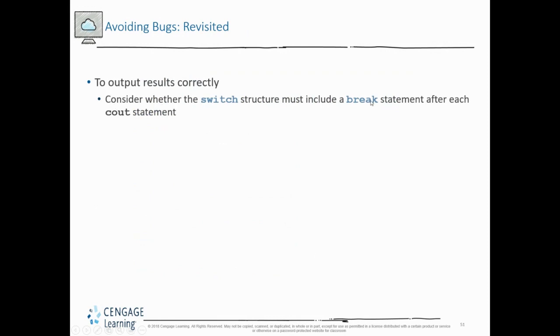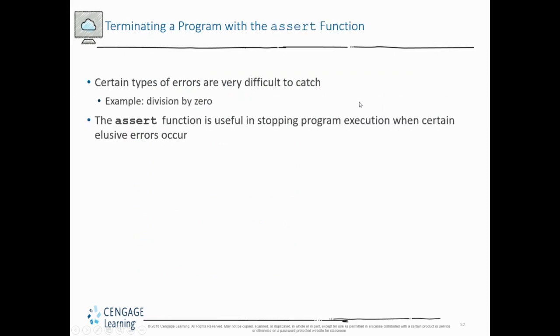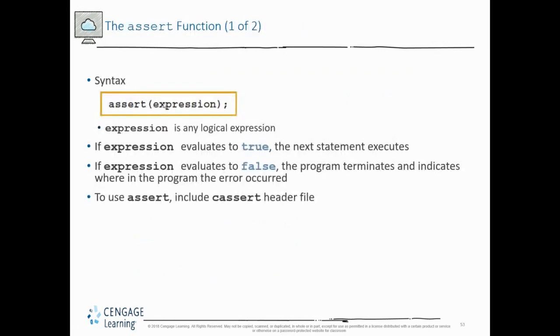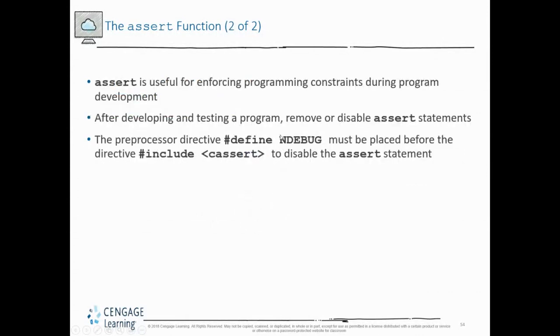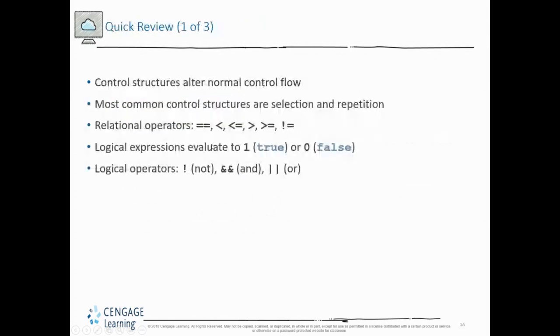Consider whether the switch structure must include a break statement after each case statement. Normally it would. Okay. Terminating a program with the assert function. The assert function is good to use when things have to be ended. The only example I could really come up with would be, well, actually they have it right here, the division by 0 for sure. That's sometimes tricky. So you can use the assert function, but if you do, then you need to use the C assert header file. And with the C assert header file, you also need to use that NDEBUG define. We will not be doing this in this class, so don't worry about it.